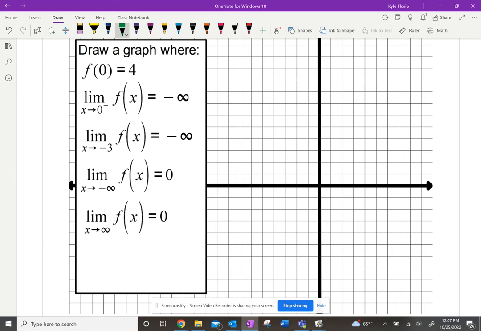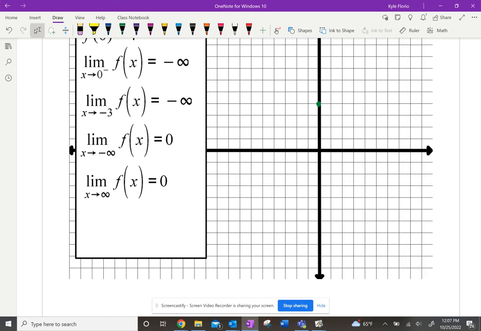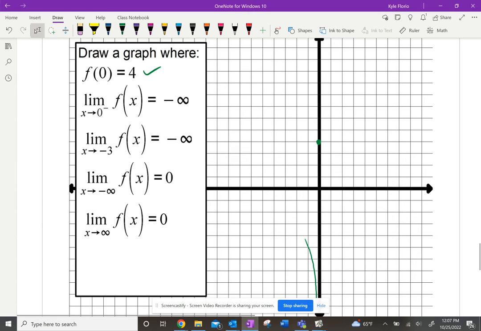All right, f of 0 is 4, so 1, 2, 3, 4. That point is on my graph, no problem. As x approaches 0 from the left, it's going to negative infinity. So that means as x approaches 0 from the left, we're going to negative infinity. Okay, so that's going to have to happen.